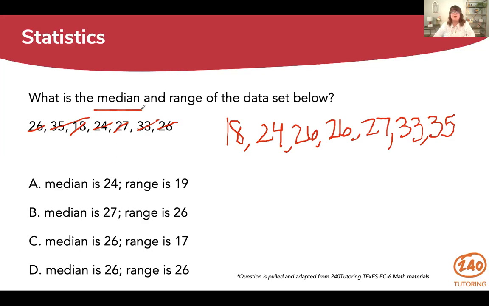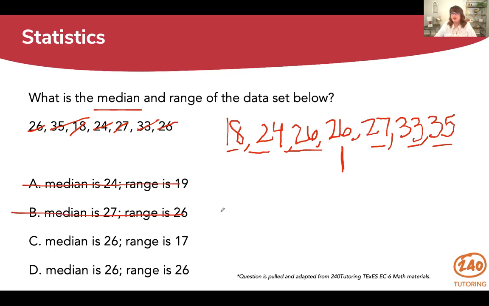All right. So I'm just going to check these off. So I'm going to just work my way to the middle, 1 on each side, just kind of crossing them off. And now I can see the number in the middle is 26. So we know our median has to be 26, which means we can rule out A and B.